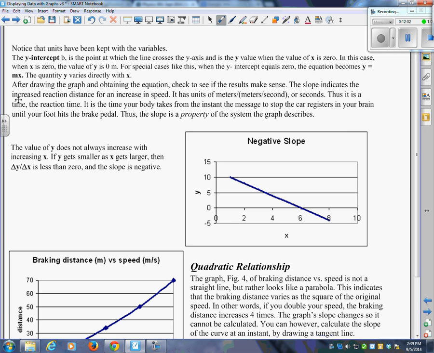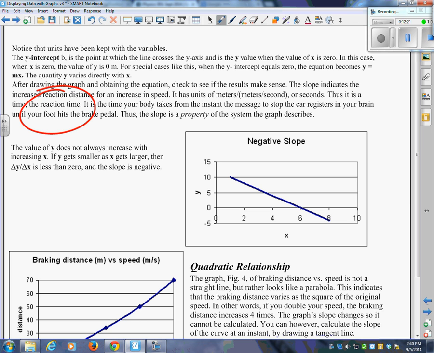The slope indicates the increased reaction distance for an increase in speed. It has units of meters per second, or seconds. And it is a time. It is the reaction time. This person's reaction time is 0.74.